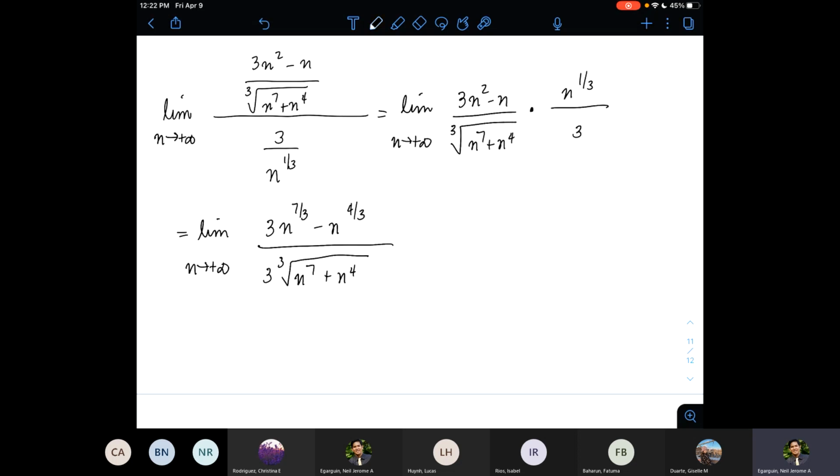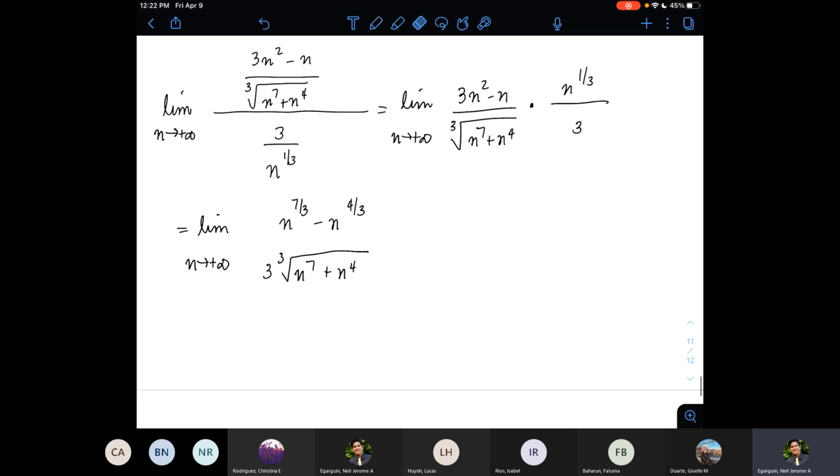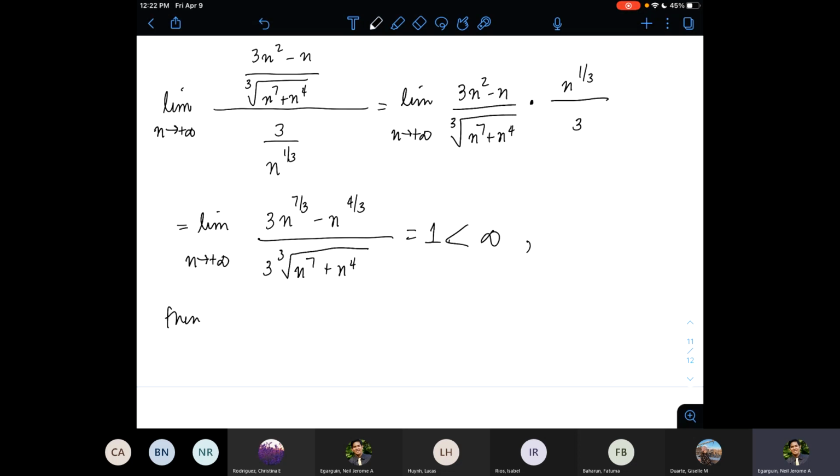So the technique we learned in Cal 1, we can just divide our leading coefficients. Leading coefficient here is 3. Leading coefficient in the denominator is 3 as well, because this n to the 7/3 will be multiplied by the 3 outside, so eventually giving us limit equal to 1. And since 1 is a finite number, less than infinity, then both series diverge.